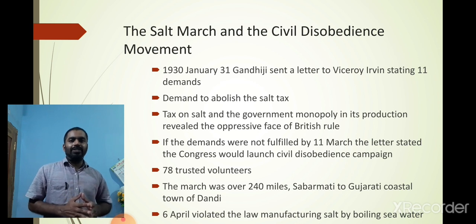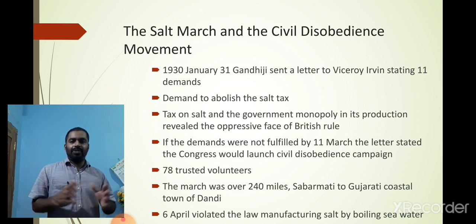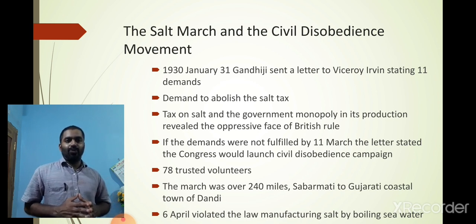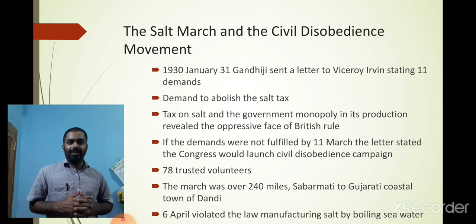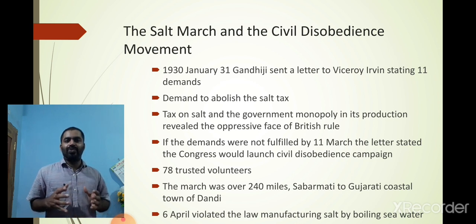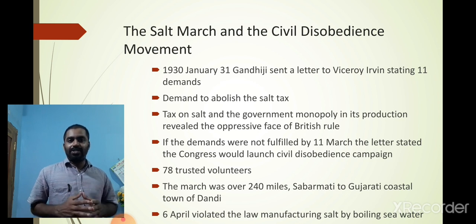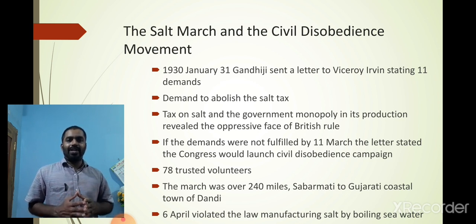The demands included the different needs of the people, especially the demand to abolish the salt tax. The tax on salt and the government monopoly in its production revealed the oppressive face of British rule. The letter stated that if the demands were not fulfilled by 11th March, the Congress would launch a civil disobedience campaign.